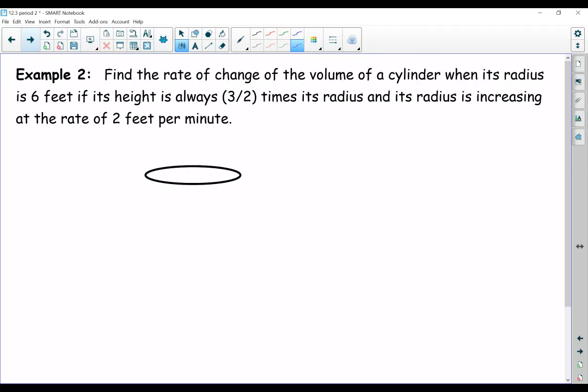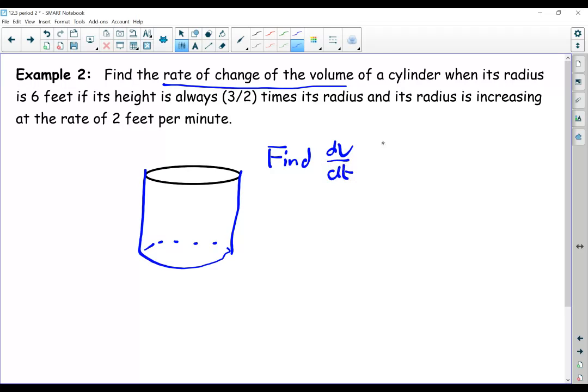I have no idea what happened to the picture here, but I'll fix it. Find the rate of change of the volume of a cylinder. Okay, so I have a cylinder here. Let me draw a picture. That's probably what that was. Find the rate of change of the volume. Okay, so I'm trying to find dV/dt when its radius is 6 feet. If its height is always 3/2 times its radius, and the radius is increasing at a rate of 2.